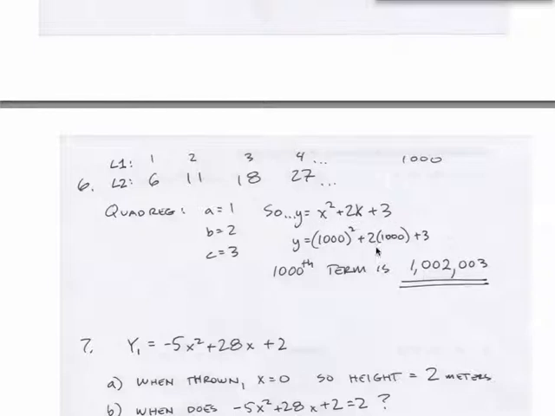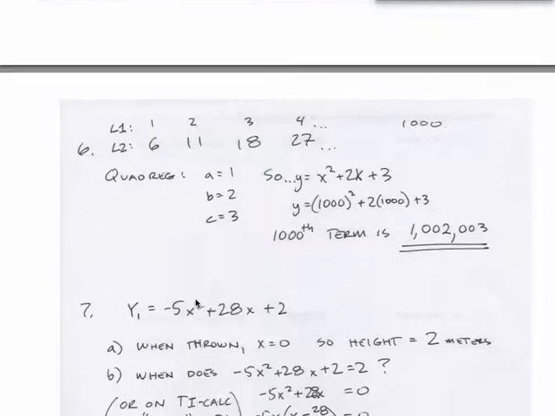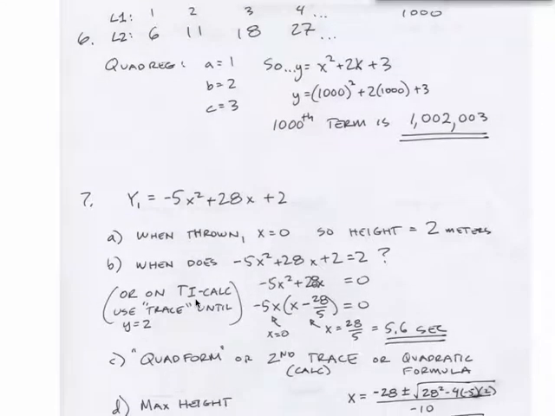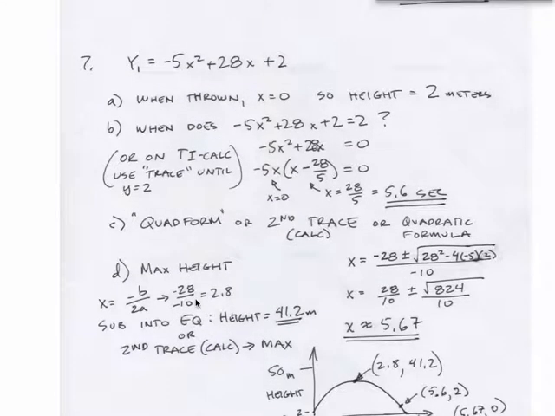Okay? When you plug that back into the quadratic form of that, you just get 1x squared plus 2x plus 3. Plug in 1,000, you'll see it's 1,002,003. Okay, there's your 1, your 2, and your 3 in this case. Alright, now this one I'm going to do on the calculator, but I'll show you the algebra part first.